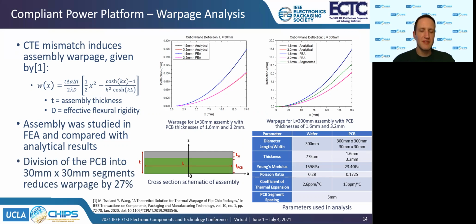However, since we're assuming the materials are linear and isotropic, this analysis does not capture effects such as the orthotropic and anisotropic nature of silicon and the PCB and any nonlinear effects. We also assume that the effect of PDMS is negligible because of the very low Young's modulus.